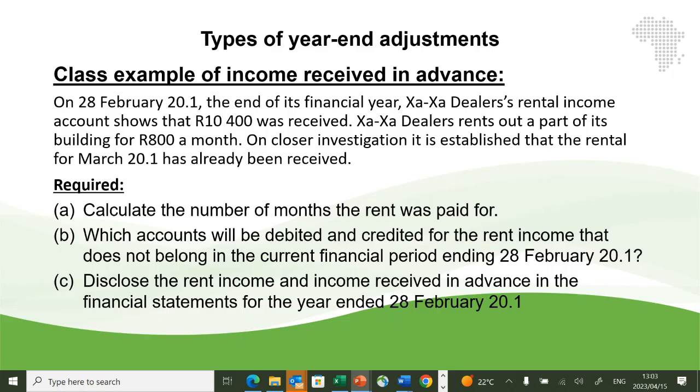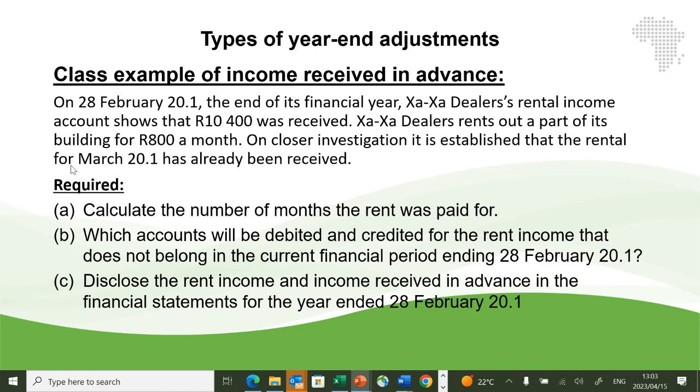On a closer investigation, it is established that the rental for March 20.1 has already been received. Remember, our current financial year ends when? On 28 February 20.1. But they are telling you here that on a closer investigation, it was established that the rental for March 20.1 falls where? On the next financial period, not in the current financial period, because our current financial period ends on 28 February 20.1. So when you talk about March 20.1, you're talking about the next financial period.